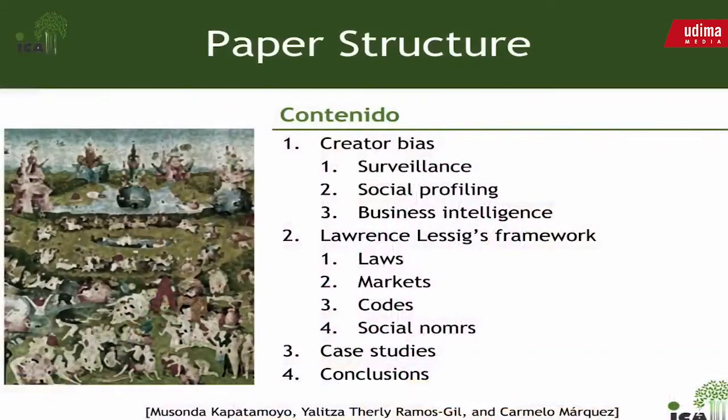As far as algorithms are concerned, we shall talk about creator bias, because as we know, algorithms now are used for different things. For example, surveillance, social profiling, or business intelligence. Surveillance could be good or bad, it just depends. But there's all kinds of surveillance. For example, just following people around, seeing what they're doing, from cameras, from use of social media, from internet searches, and things like that.